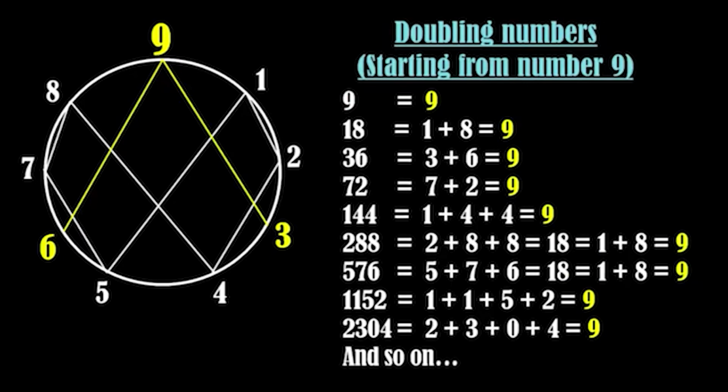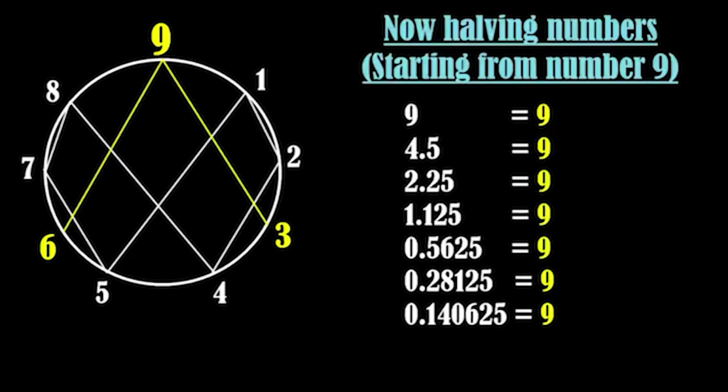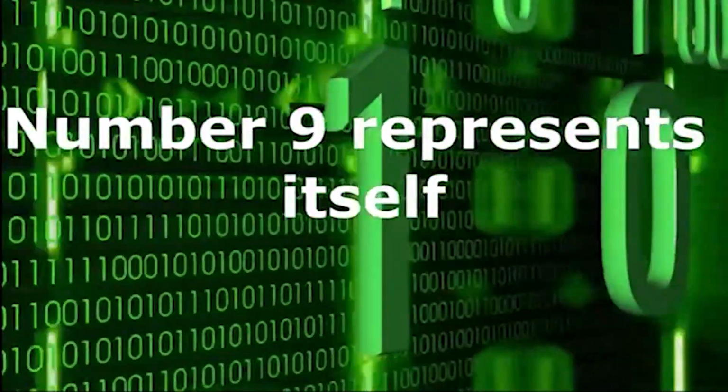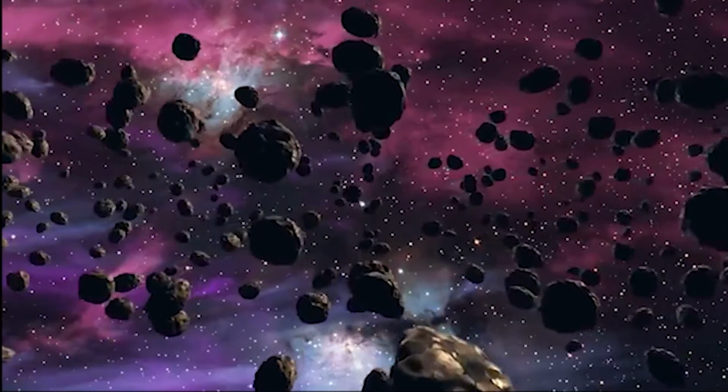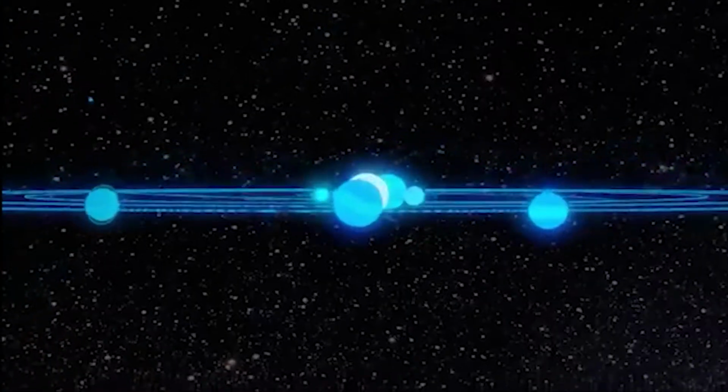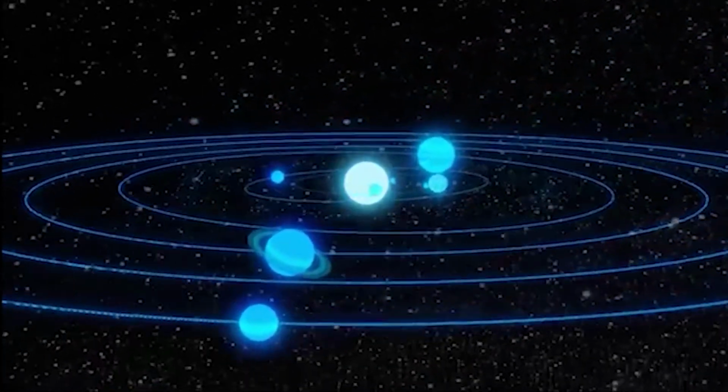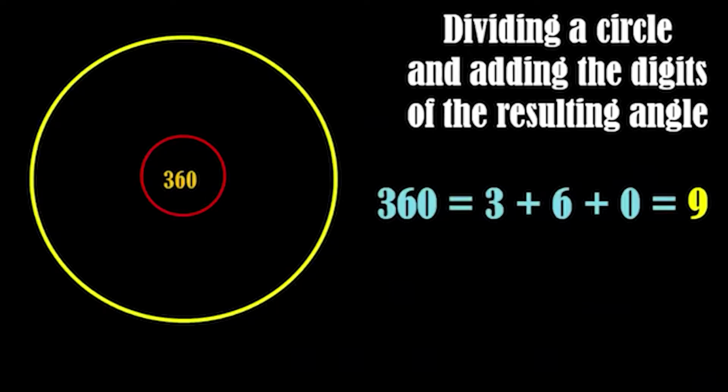So we see whether we double or half the numbers starting from number 9, we always get the number 9 only. It implies that number 9 represents itself. Now let me show you how powerful the number 9 is and how it is present everywhere in the universe. Let's start dividing a circle and see the sum of digits of the resulting angle.